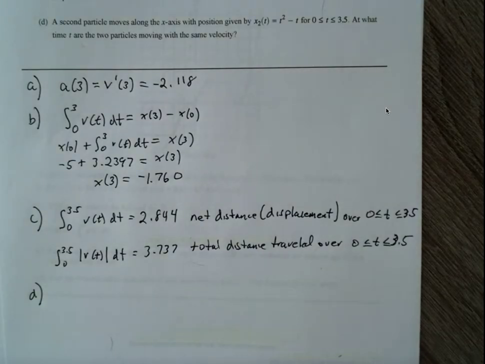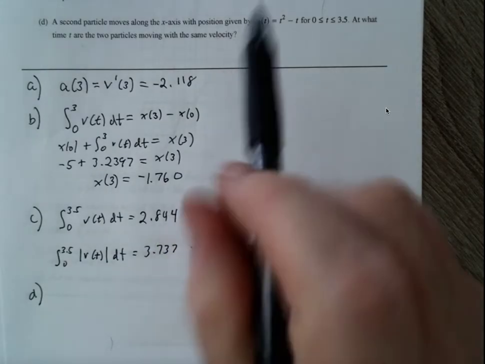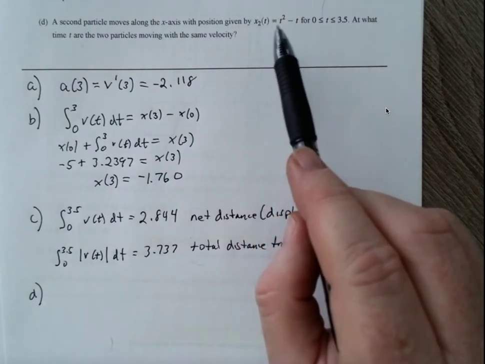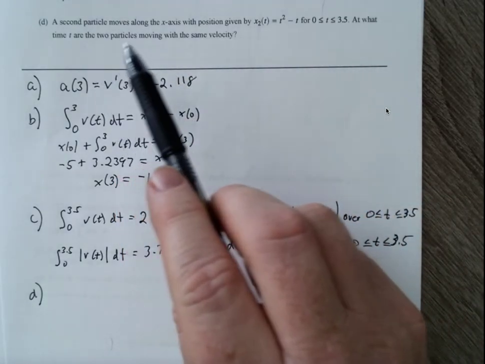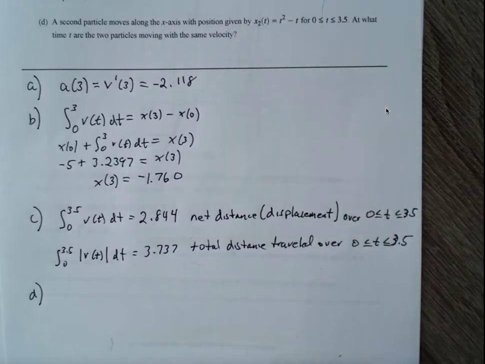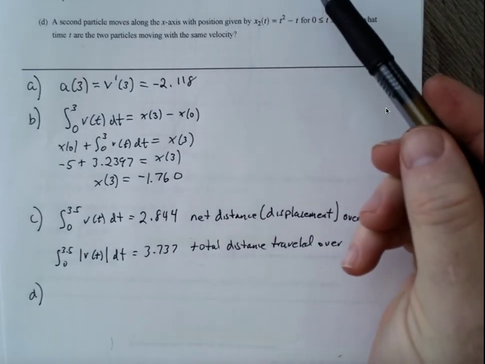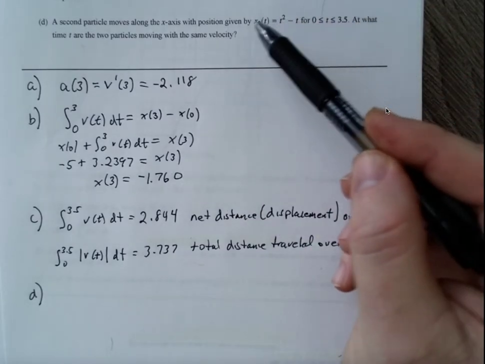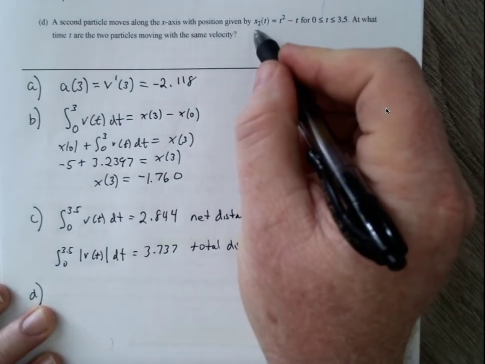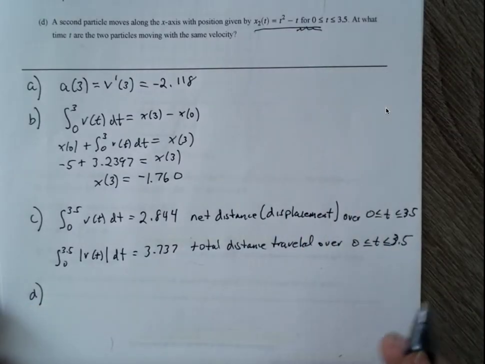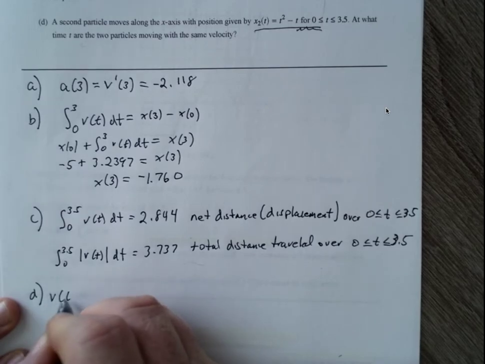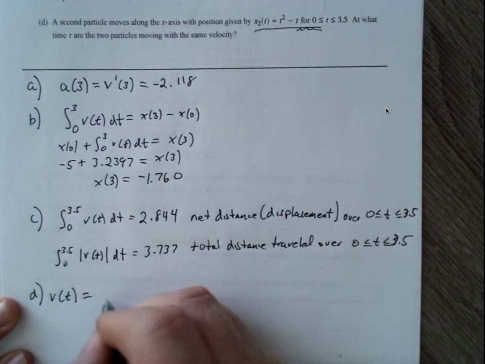All right, our last one, a second particle moves along the x-axis with position given by x2 of t equals t squared minus t for t between 0 and 3.5. At what time are the two particles moving with the same velocity? Really that's just when the velocity of the first one, which we have the velocity function, is equal to the velocity of this one, and this is the position function right here. It's really going to be the original velocity function v of t equal to x2 prime of t.